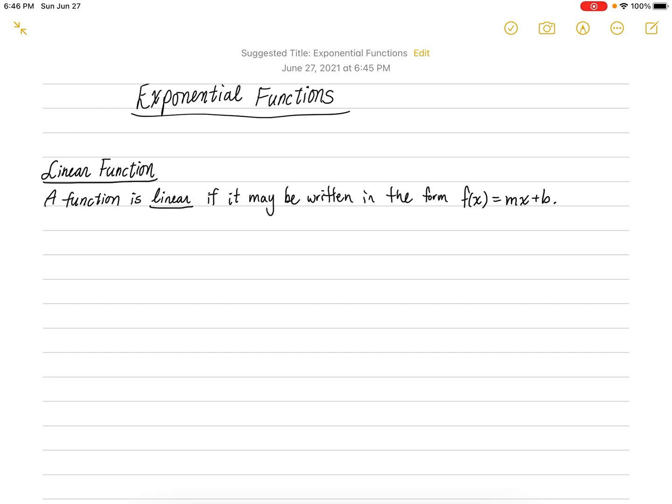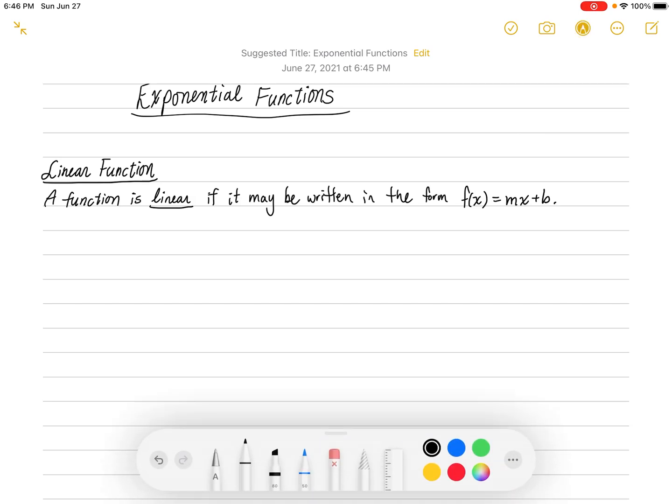So we're moving into section 5.3, which is about exponential functions. We're going to talk about what an exponential function is. Before we do that, we want to review what a linear function is. A function is said to be a linear function, or linear, if it may be written in the form f of x, or y, equals mx plus b.